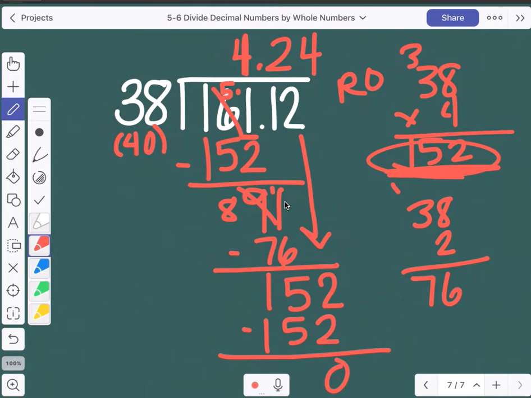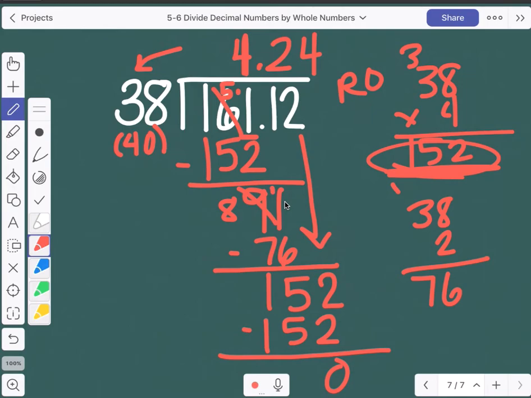So again, I followed that same exact process. And in doing so, I found out that 161 and 12 hundredths divided by 38 is 4 and 24 hundredths. And I can check it by multiplying my quotient by my divisor, and I should get an answer of my dividend. Okay, so we're going to practice this more and more in class tomorrow.